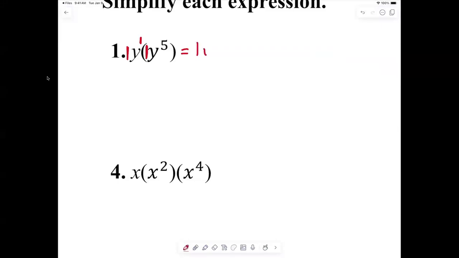Is it necessary to put 1 y to the 6th? No, you can just say y to the 6th, but 1 is a good number to have there to remind yourself. Now we're just going to go around the room. Your job is to try to put the answer down before the person says the answer. Then you'll know, yeah, I understand what's going on.